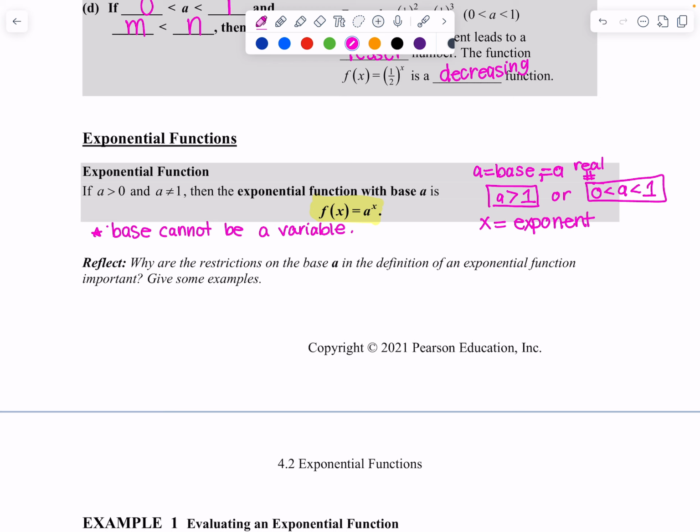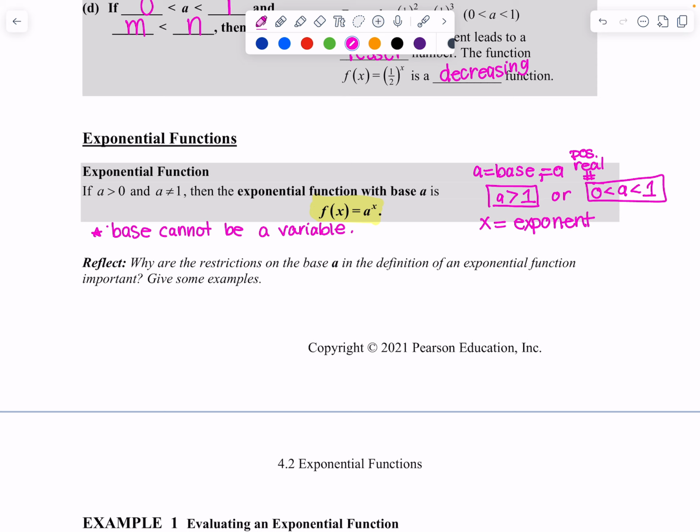Your base cannot be a variable. It has to be a positive number. It says a real number, but it should be a positive real number. It can be greater than 1, or it can fall between 0 and 1. The numbers that fall between 0 and 1 are fractions and decimals.